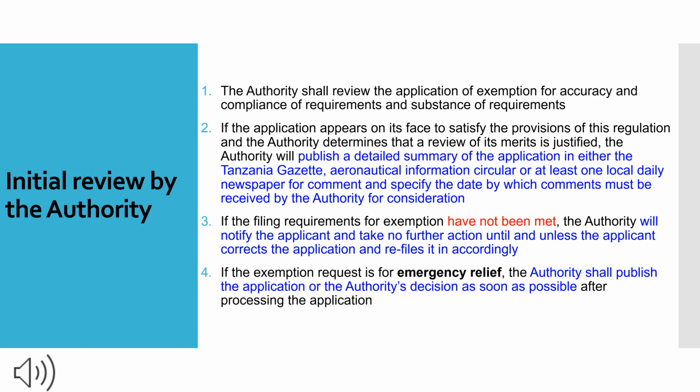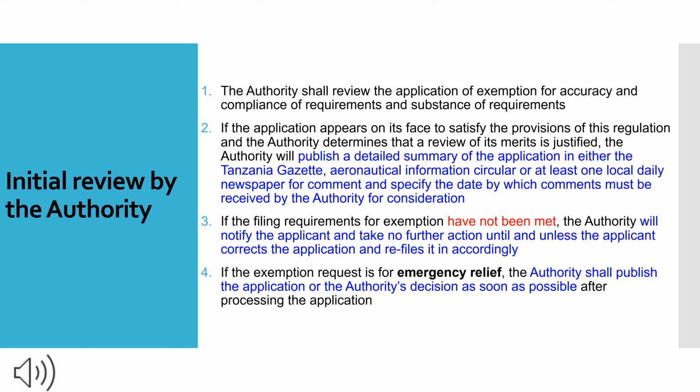Initial review by the authority. The authority shall review the application for exemption for accuracy and compliance with the requirements and substance of the requirements. And if the application appears on its face to satisfy the provisions of this regulation, and the authority determines that a review of its merits is justified, the authority will publish a detailed summary of the application in either the Tanzanian Gazette, the Aeronautical Information Circular, or at least one local daily newspaper for comments, and specify the date by which comments must be received by the authority for consideration.